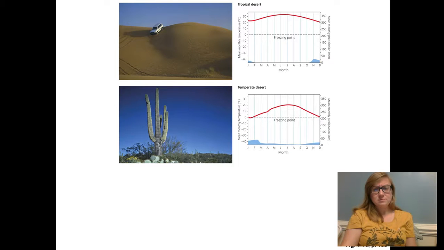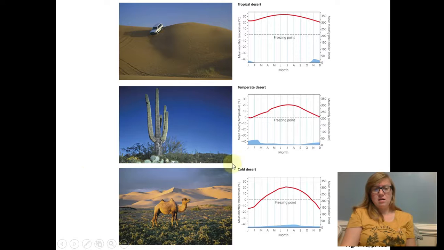So now that you have an idea of how to look at these graphs, they'll pop up for each one. And then we have our cold deserts. A good example of this is the Atacama Desert in South America, in Peru, for example. And these can get freezing in the winter, still very, very little rainfall. And the summer can get very, very hot.